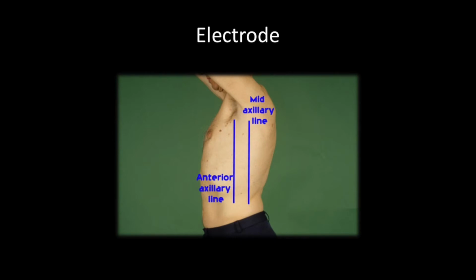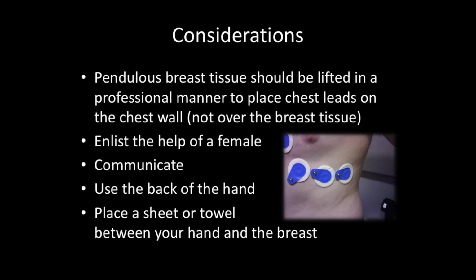Okay. There's a picture of what is the mid-axillary line and the anterior axillary line. A straight line, straight. Okay. Now, pendulous breast tissue. Great word. Thanks for putting that in there, Tom. It should be lifted in a professional manner, okay?